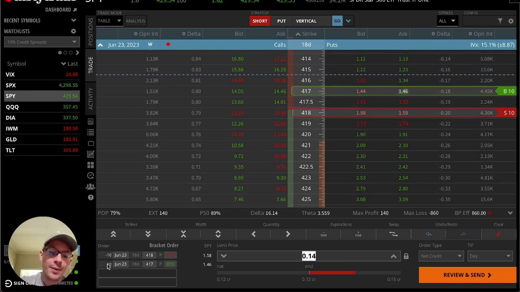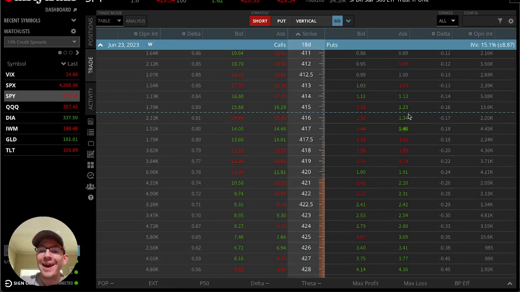Again, my default is 10 contracts, and then it goes up by 5. So that's a bit different for most people, but that's how that works. Anyways, that is how you structure that one, using delta.